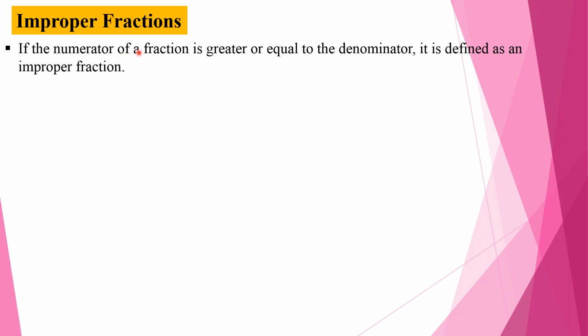the numerator is greater than or equal. If the numerator of a fraction is greater than or equal, this one is very important. It may be greater than the denominator, or it may be equal to the denominator. This one is very important. So in an improper fraction, numerator is always greater than or equal to the denominator.